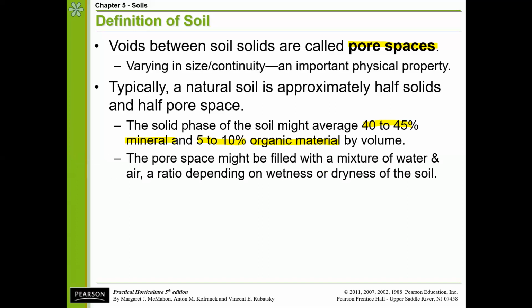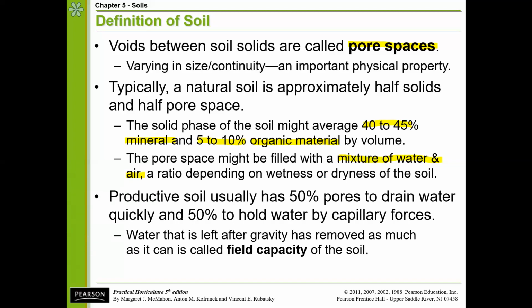The other half of it is filled with this mix of air and water, and that's going to depend on the moisture in the soil. Ideally, what we want in an agricultural setting for it to be productive for plant growth is a soil that is about half pore space, so it can drain water quickly, and then half of it actually filled with water, holding on to water.